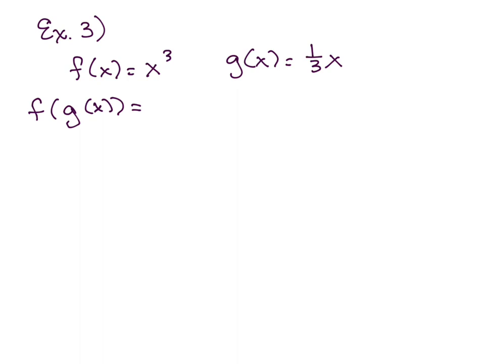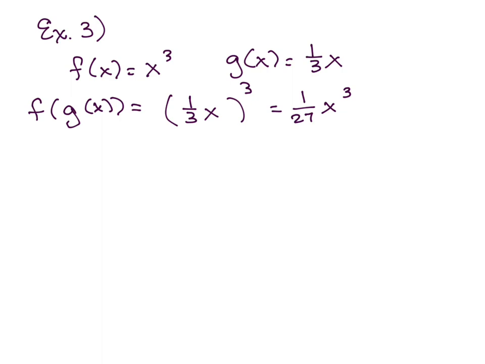So f of x is x cubed. So I'm going to have something cubed. What gets cubed here? g of x, which is 1 over 3x. Good, 1 over 3x. When I cube this function, I cube both pieces. Cube the 1/3. That's going to be 1 over 3, 9, 27. 1 over 27, x cubed. Well, is that x?